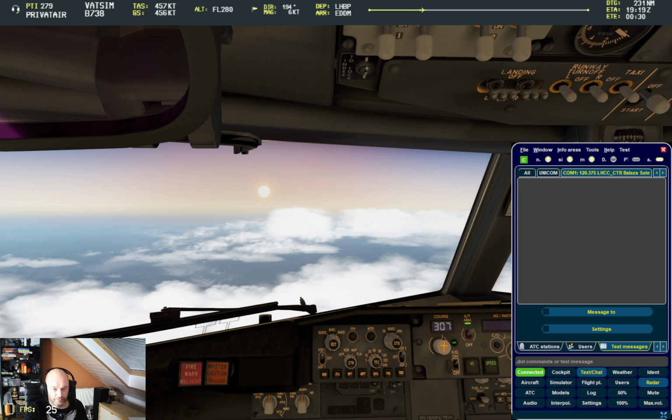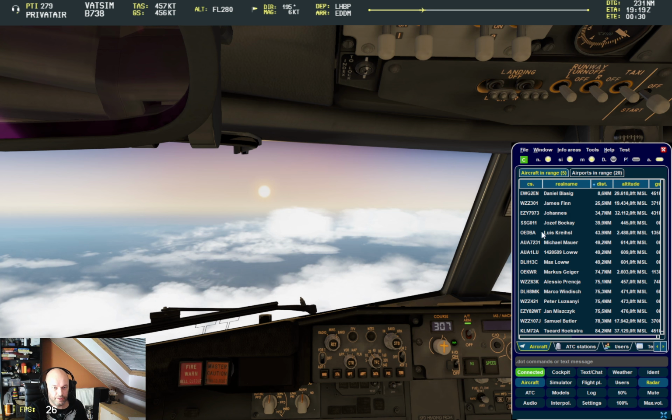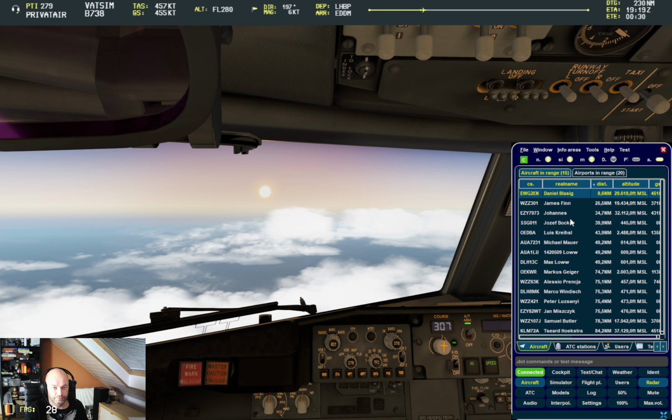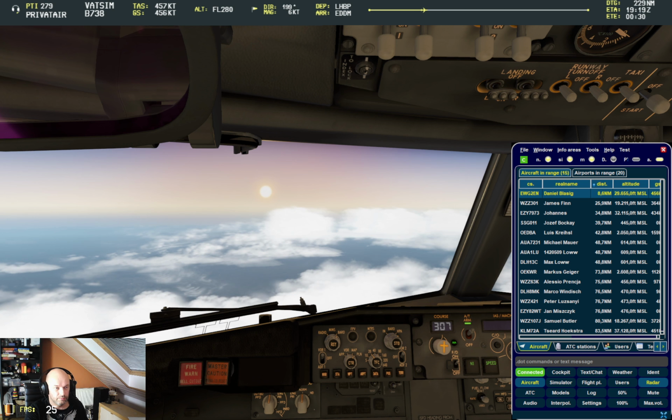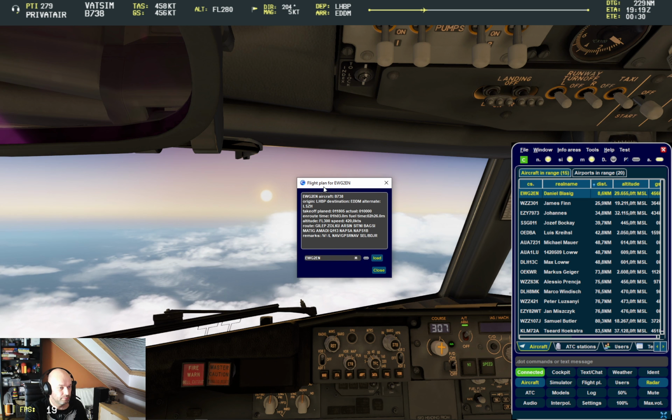Swift GUI. We just go here to the list of aircraft and we see ahead of us here. So right mouse button, flight plan. Oh, you can't see that, can you? Oh, you can. Oh, 7.